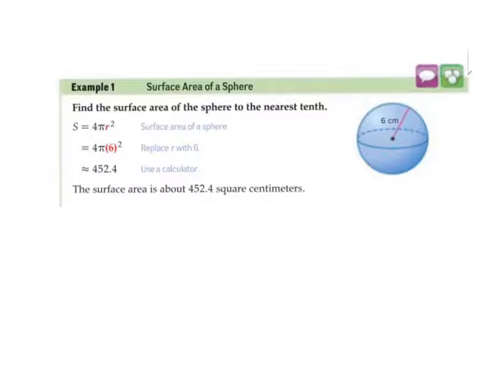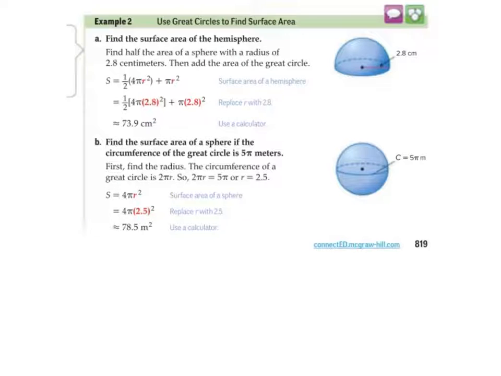Okay, you've got to find the surface area of the sphere to the nearest tenth, and you're told from the diagram that the radius is 6. Sometimes it's going to be radius, sometimes it's going to be diameter, so make sure if it's diameter, you divide it by 2. Your formula is given. The second line, the only thing you can substitute is the radius. Plug it into your calculator and round it to the nearest tenth, so you're left with 452.4 centimeters squared.